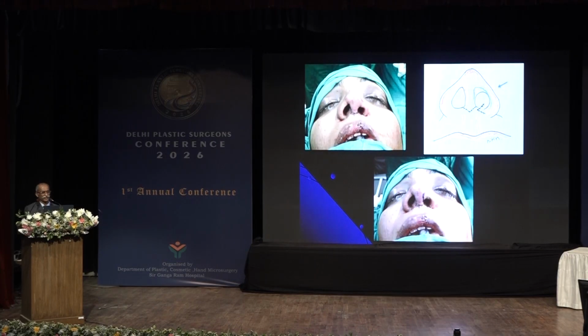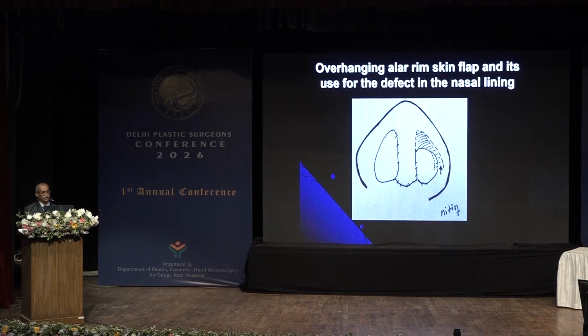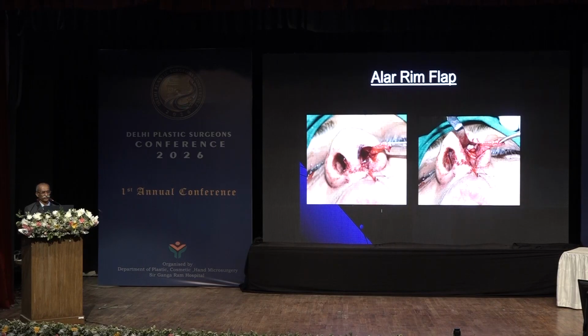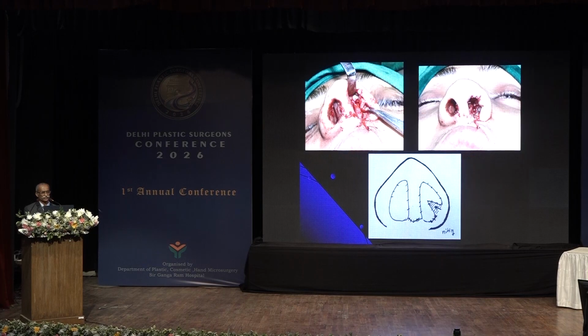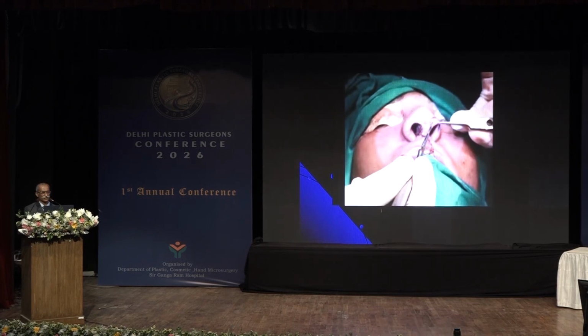And when you redrape everything, you will find that there is always an overhang of excess tissue. This overhang can be utilized as an inferiorly based alar rim flap, which is used to line the nasal lining, which is created after release of the alar cartilage. So this is the alar flap which is placed into the nasal cavity.